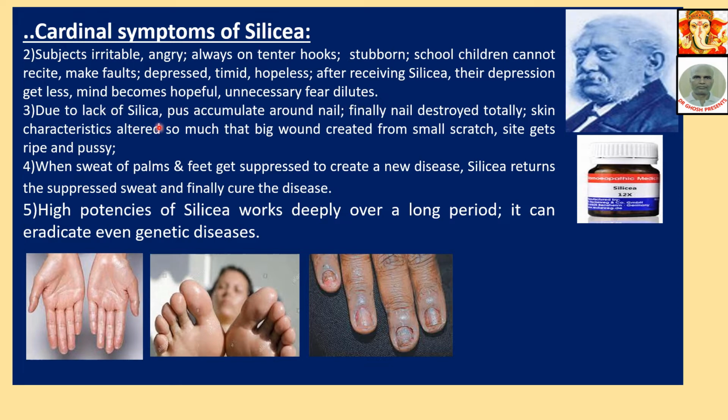Due to lack of Silicea, pus accumulates around the nail. Finally, the nail is destroyed totally. The skin's characteristic is altered so much that a big wound is created from small scratches. The side gets ripe and fuzzy.